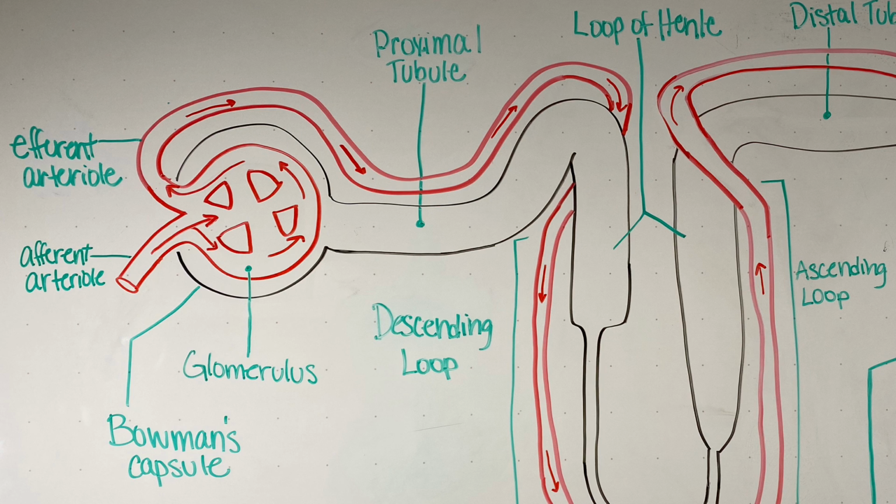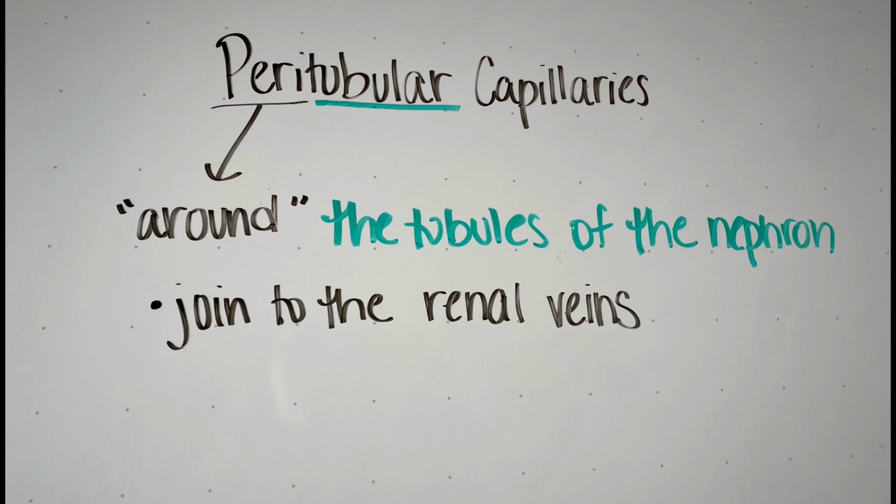Blood then leaves the glomerulus via the efferent arteriole and flows into the peritubular capillaries. Now, if we break down this word peritubular, peri means around, and the tubule is one of the structures of the nephron. So peritubular capillaries surround the tubules of the nephron. The peritubular capillaries will eventually join up to form veins that take blood away from the renal system. So that was the blood flow of the kidney.